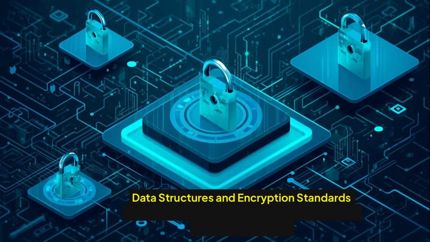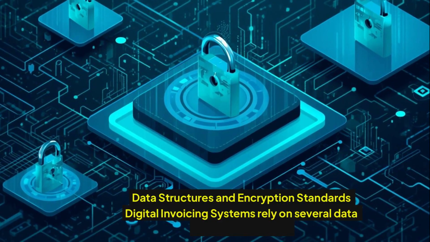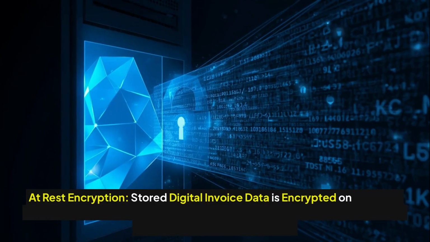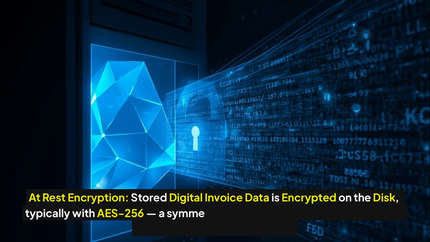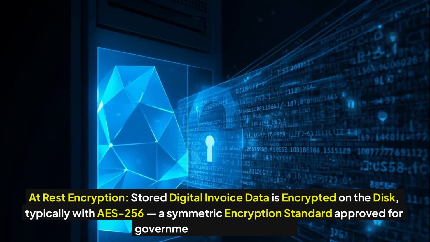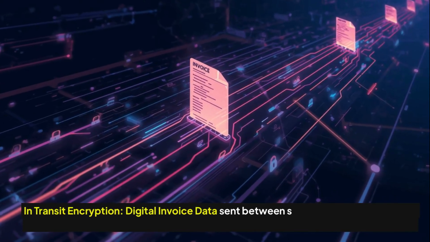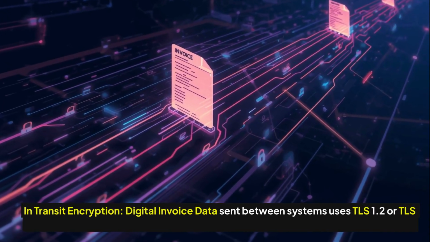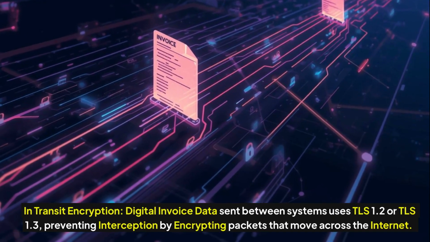Data structures and encryption standards: digital invoicing systems rely on several data protection layers. At-rest encryption: stored digital invoice data is encrypted on the disk, typically with AES-256, a symmetric encryption standard approved for government and financial use. In-transit encryption: digital invoice data sent between systems uses TLS 1.2 or TLS 1.3, preventing interception by encrypting packets that move across the Internet.